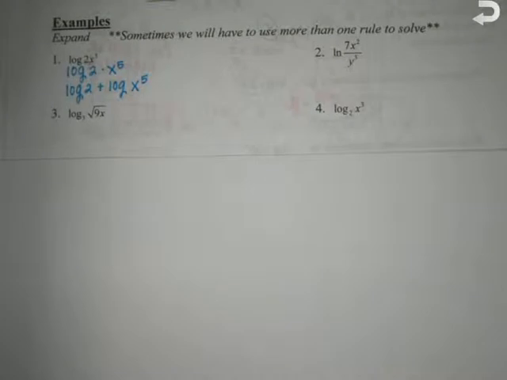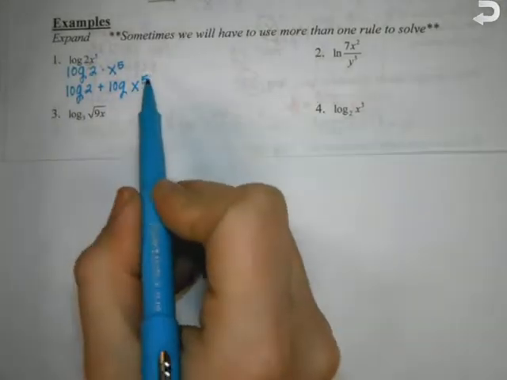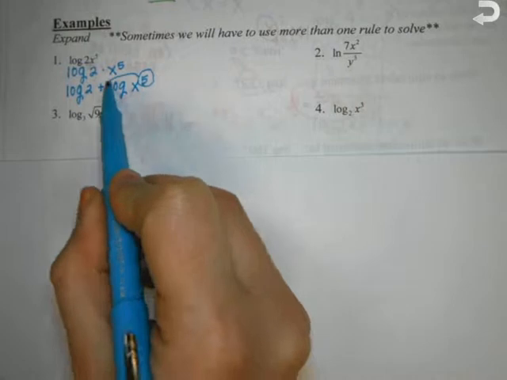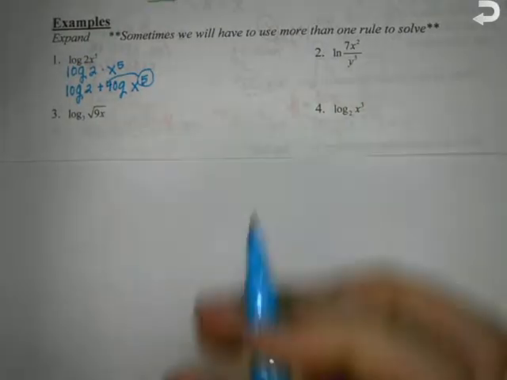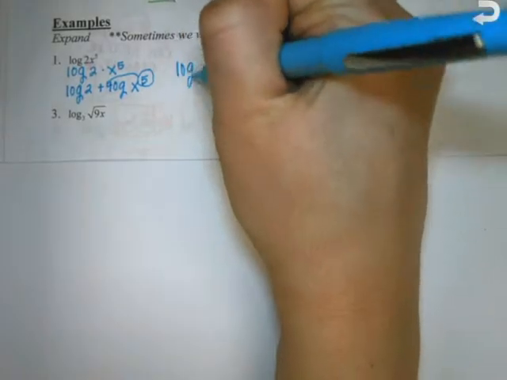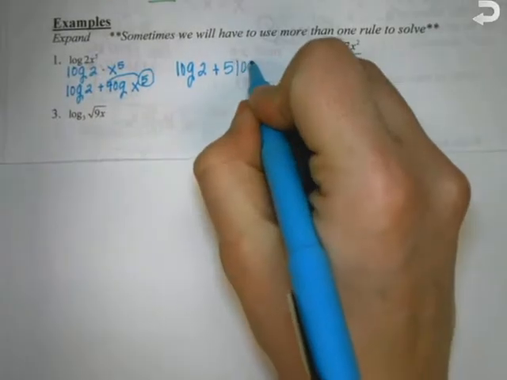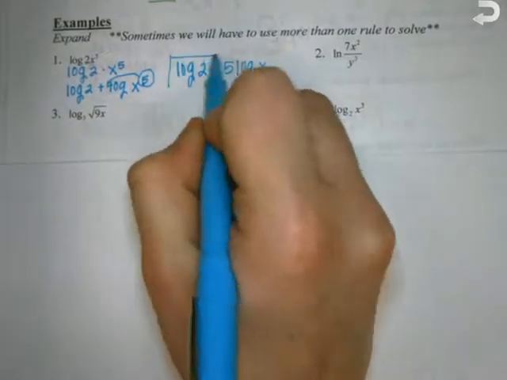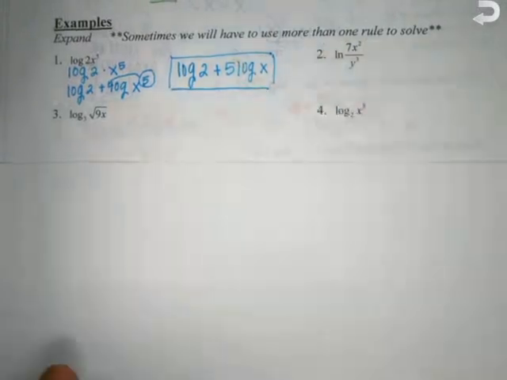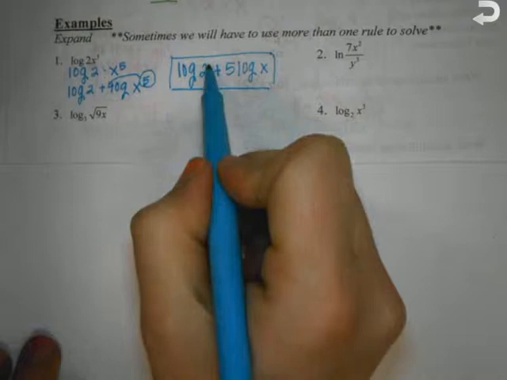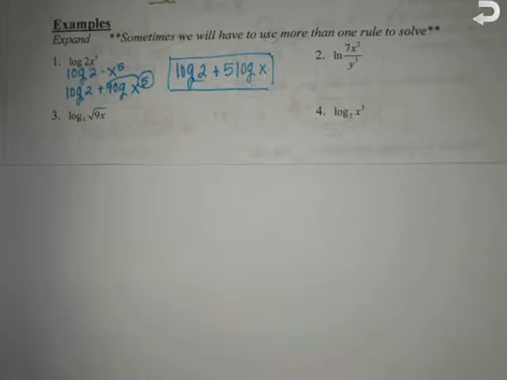Now, is this simplified all the way? Look at this log of x to the 5th. I can use the power rule here. So I can take that 5 and move it out in front. So what would this give me? Log of 2 plus 5 log x. And that would be your answer. So what we're trying to do here is simplify the number part right here as much as possible. So we're trying to break it down as much as we can.